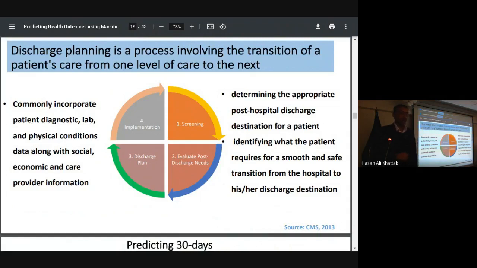And the third point, we look at the diagnostic factors. We incorporate diagnostic lab results, physical conditions, and social and economic factors. Is the person single, or is there a family member who can take care of them? Based on that, we plan for the discharge. We refer to discharge planning as a process involving a transition of patient care from one level to another, maybe from hospital directly to home, or hospital to hospice, or hospital to physiotherapist, based on the factors that we determine.